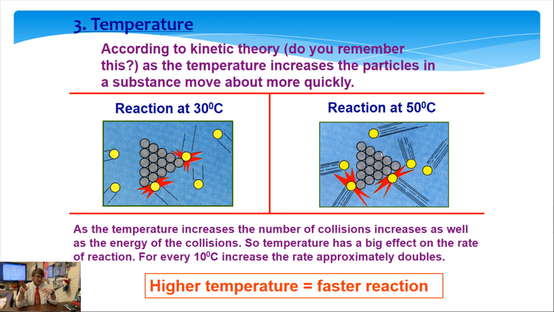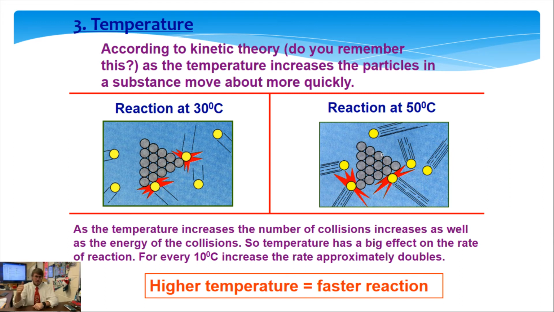Faster motion means better collisions or more collisions, therefore faster reactions. Higher temperature equals faster motion, more collisions, and thus faster reaction. Those are the blend of the what is it and what happens.